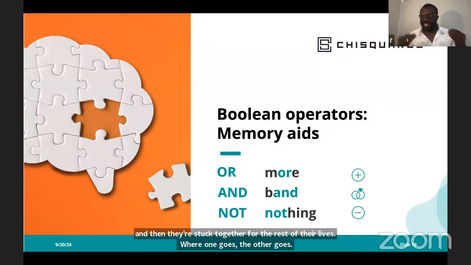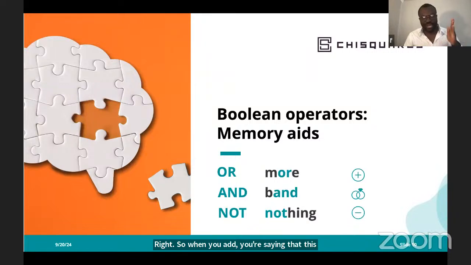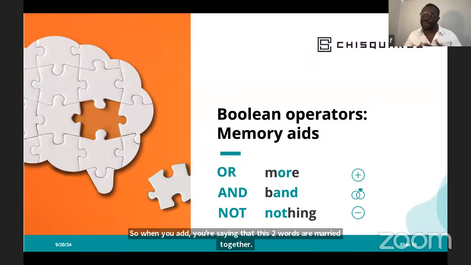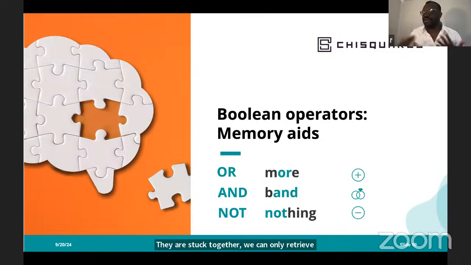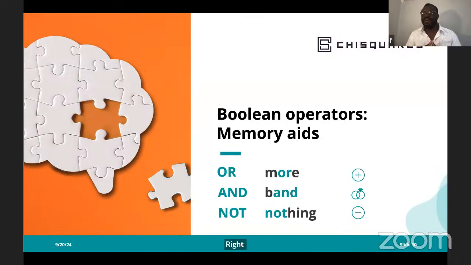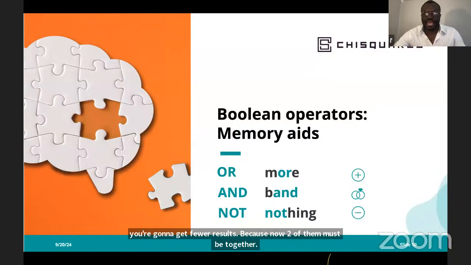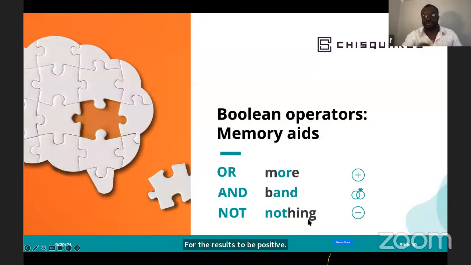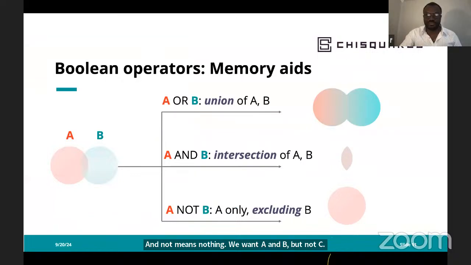So when you use AND, you're saying that these two words are married together, they are stuck together. We can only retrieve results if both are found together, right? And so obviously when you use the word AND, you're going to get fewer results because now two of them must be together for the result to be positive. And NOT means nothing. We want A and B, but not C. So those are the Boolean operators we're going to use in our search.